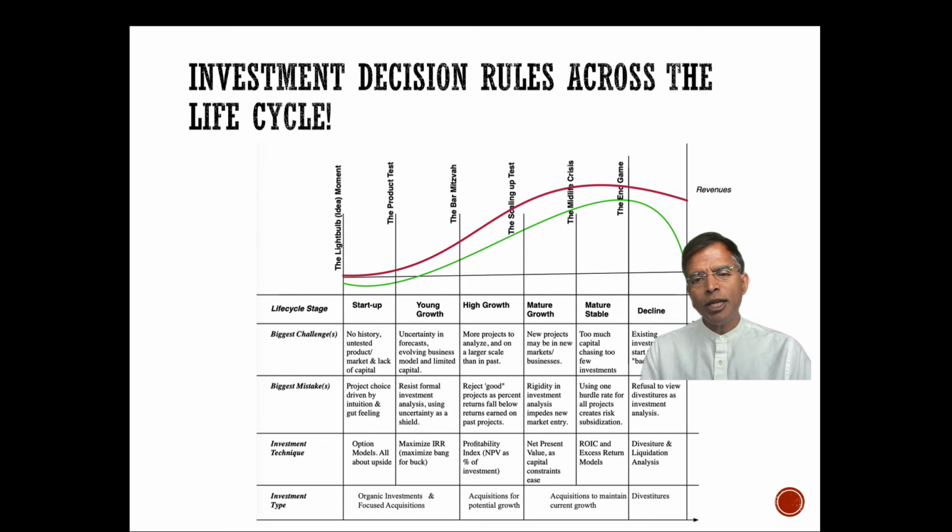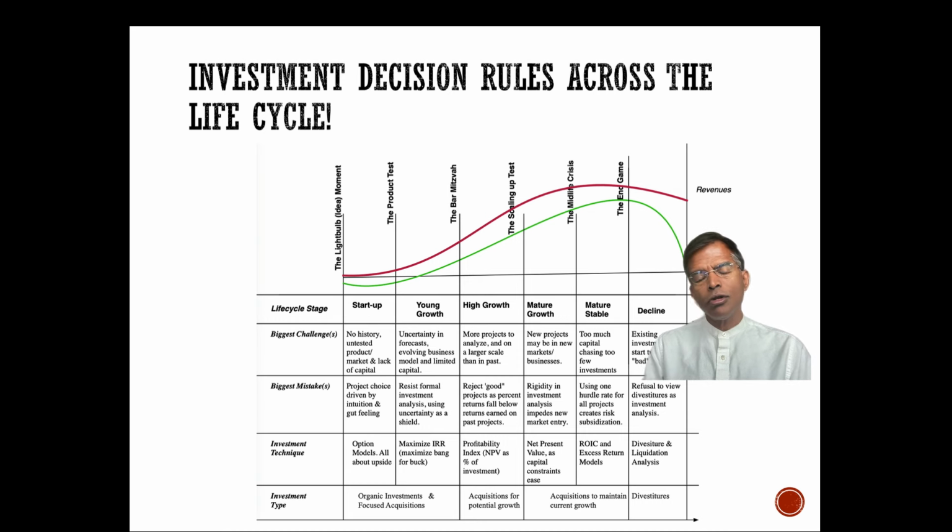In terms of investment techniques, don't be surprised to see the technique you use change as you go through the life cycle. For startups, you're essentially looking at almost entirely real options. For young companies with capital rationing constraints, you might see IRR come into play. For mature companies, you're more likely to see NPV and accounting returns be more used.